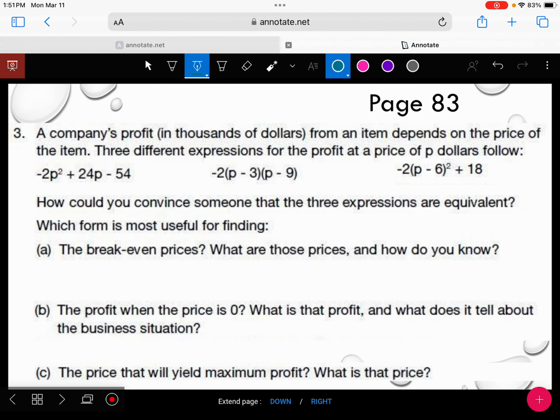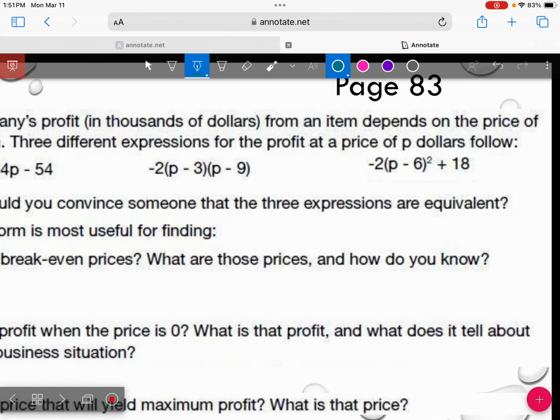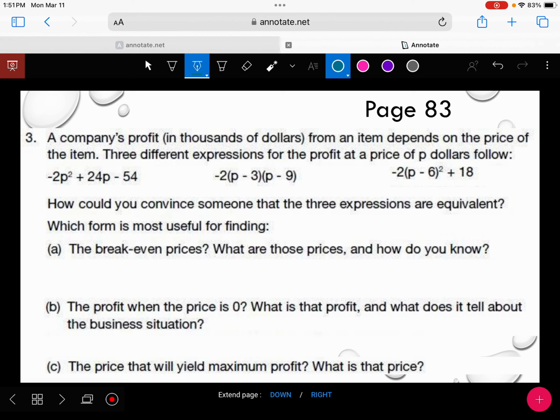Yeah. You could graph them all. We could test some points. Like, if we pick three or four points and test them and they all match up, they're clearly the same parabola. We could multiply them out. So if you wanted to just convince someone that these are the same, we could show that.